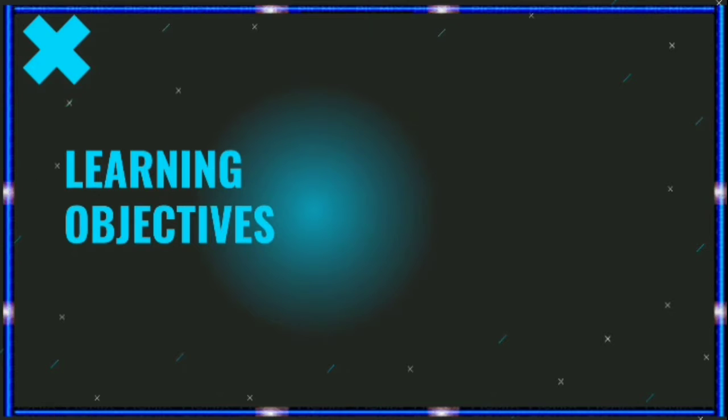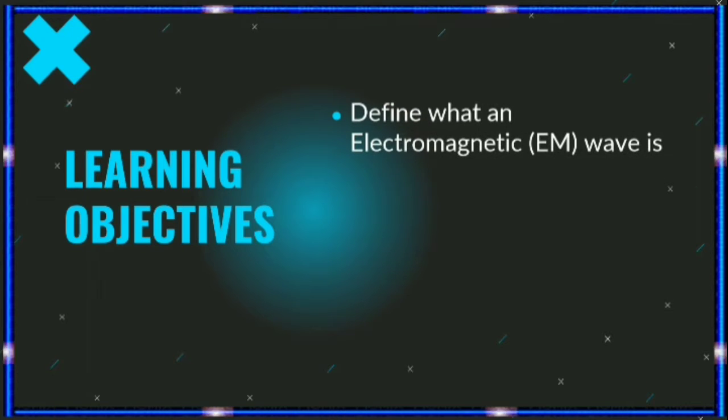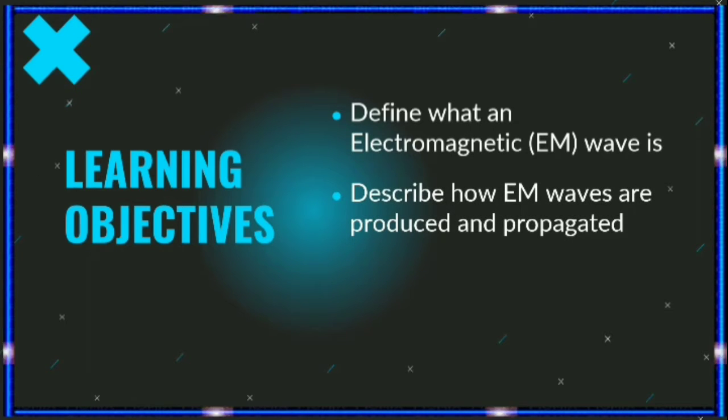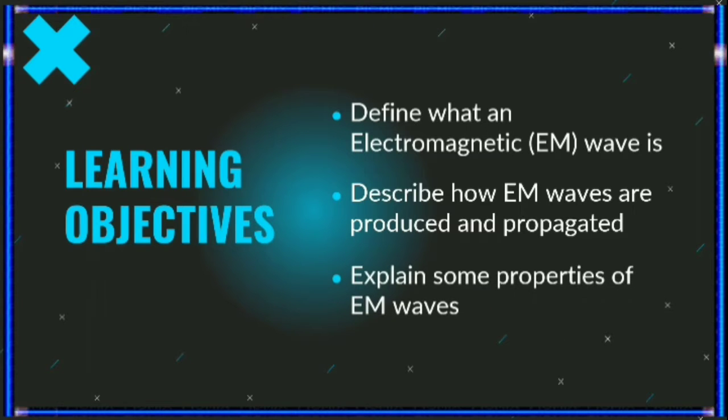After this learning episode, we will be able to attain the following objectives. First is to define what an electromagnetic wave is. Second, describe how electromagnetic waves are produced and propagated. And lastly, explain some properties of electromagnetic waves.